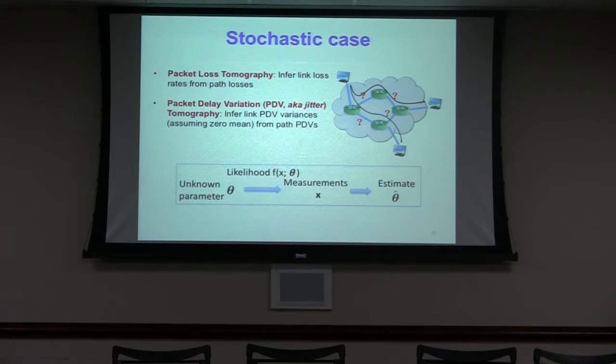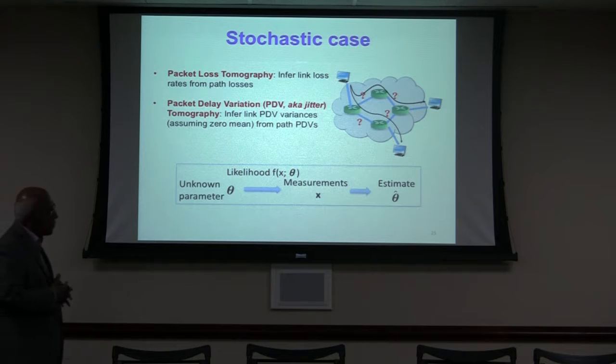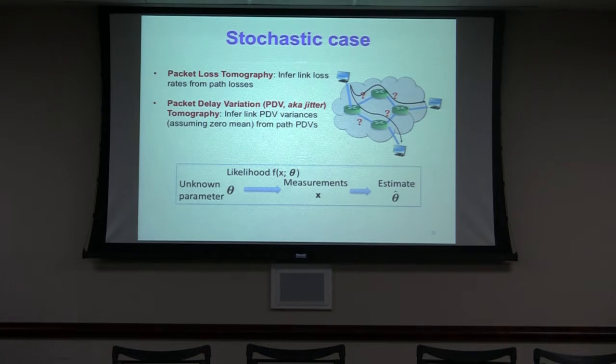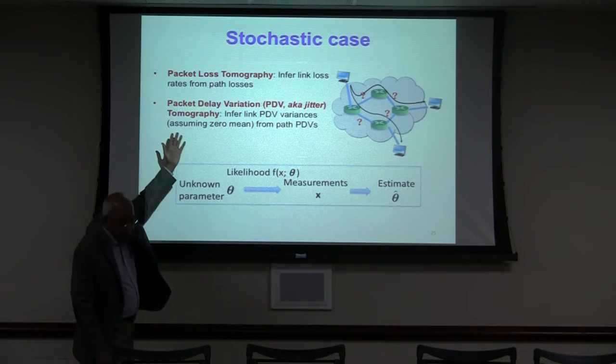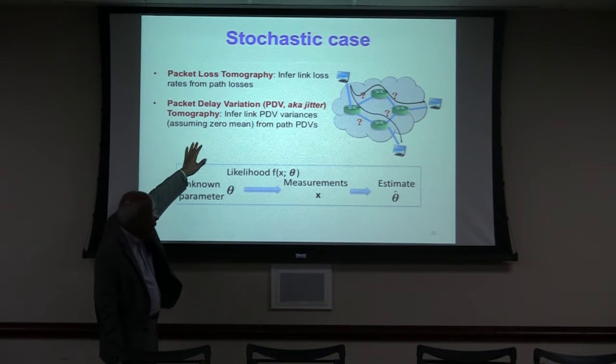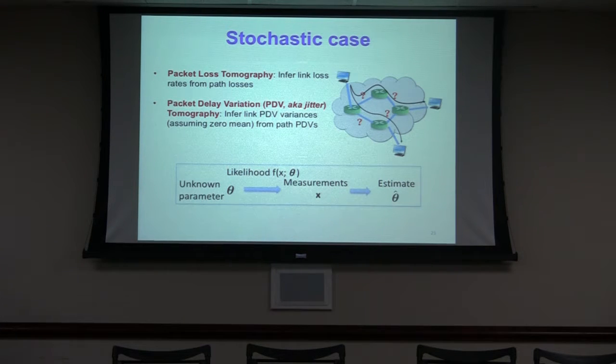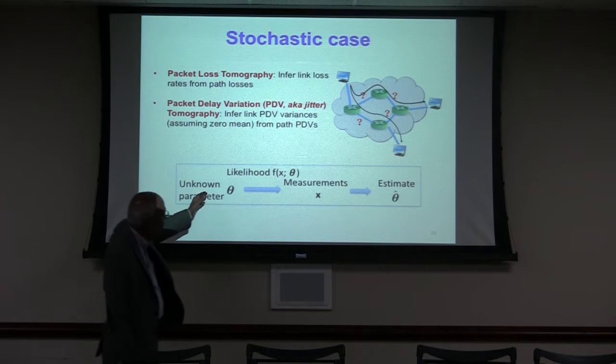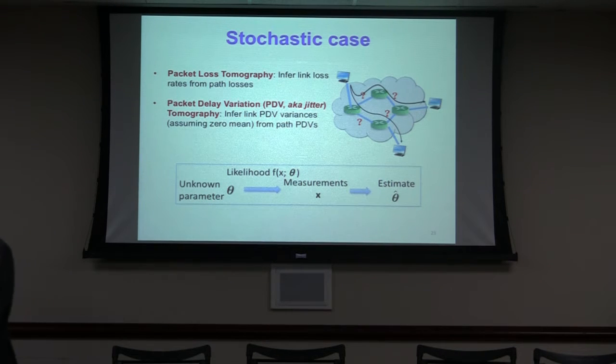Okay. Works. So I'll talk about the stochastic case next. This is where I have some random variable model for the link matrix. Again, I talk about two things. One is packet loss tomography. The packets are getting dropped with some probability p_l on link l. How do I infer that value? The second thing is packet delay variation. The delay is a random variable with some variance. I don't know the variance, and I want to estimate sigma_l squared on a link basis. And of course, you do the standard thing, right? I have the unknown parameters and measurements, write a likelihood, try to maximize the likelihood, and then estimate the error.